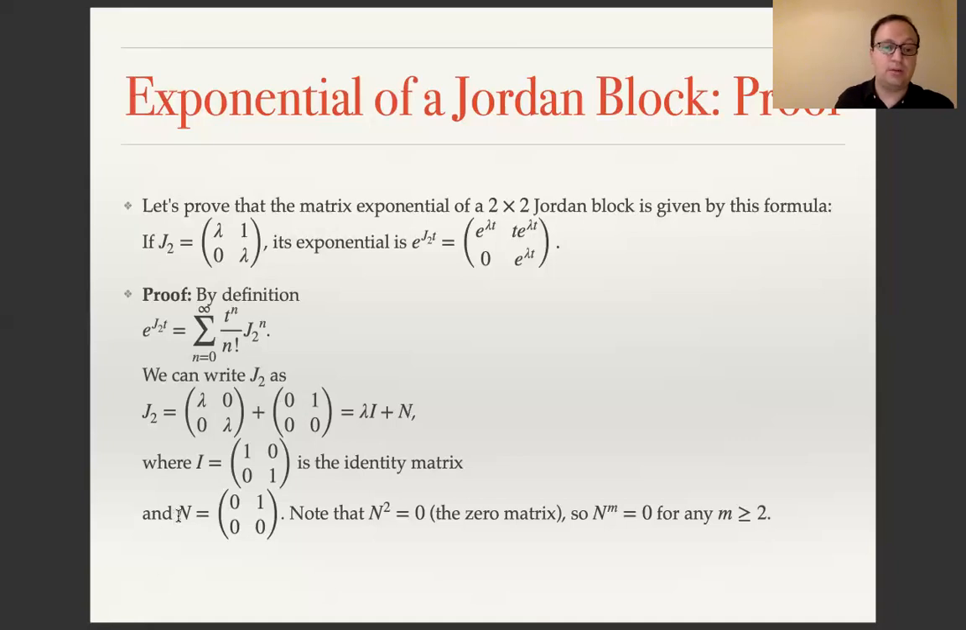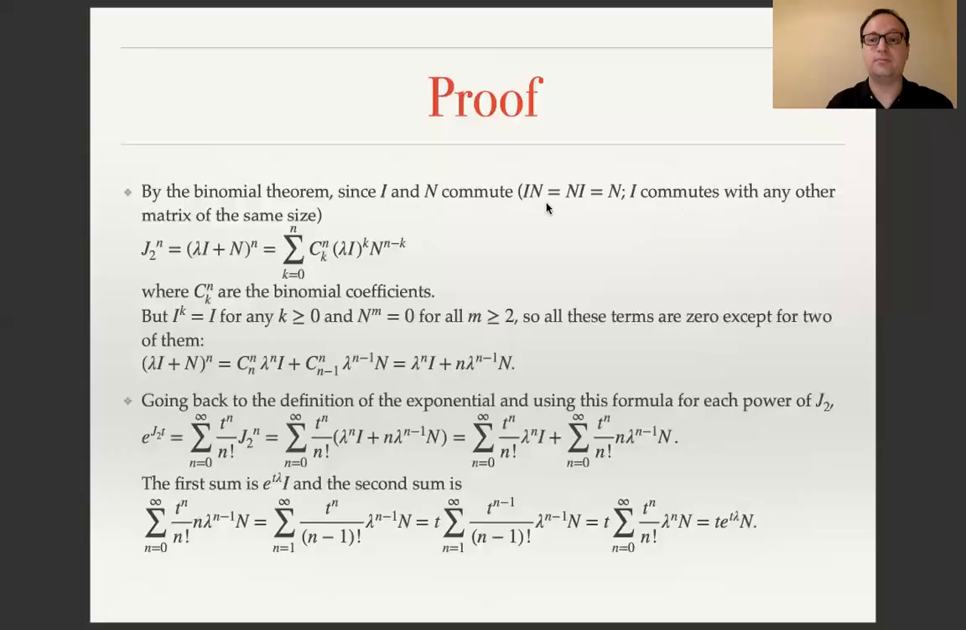So capital N also has a pretty special property, namely N squared is equal to 0. So if you compute the square of this matrix, you get that it's the 0 matrix, the matrix with all entries 0. So since N squared is 0, then all the higher powers will also be 0.